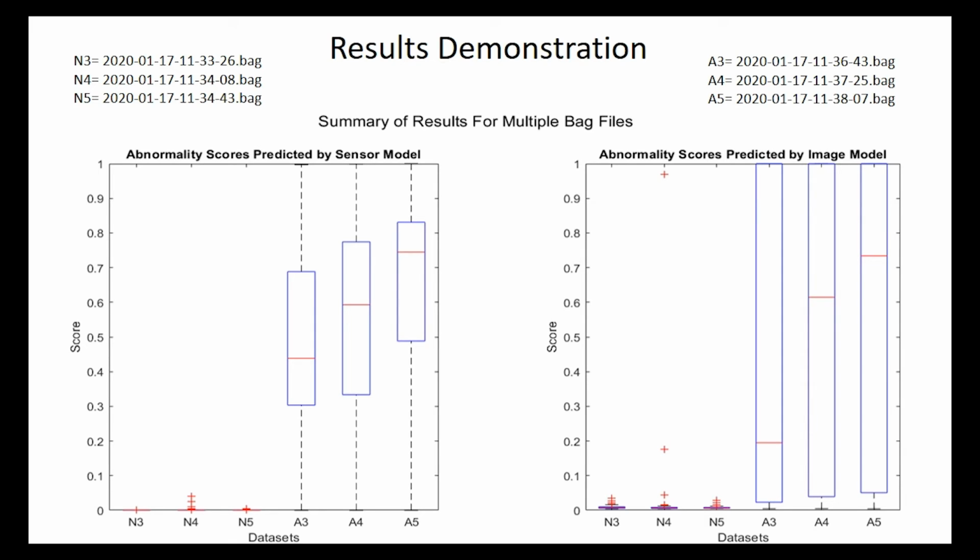Here is a summary of the results. For the normal dataset, the box whisker plot is confined near the 0 region, indicating no abnormality. For the abnormal dataset, we can see a wide plot as this dataset contains abnormality of different levels varying with time.